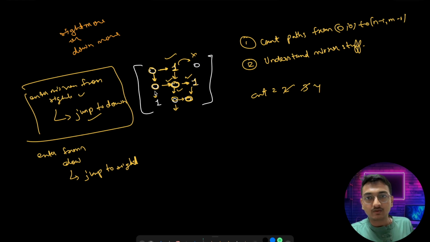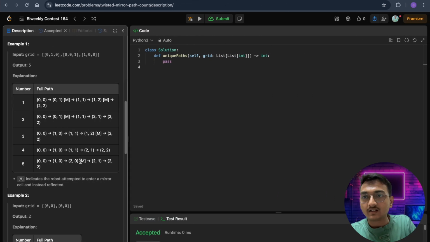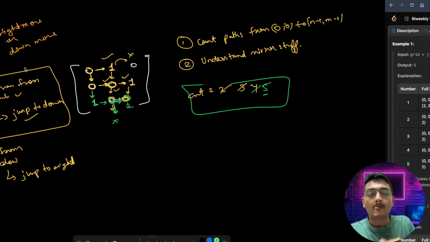Let me try this path. Okay, so I am here. I am coming down into the mirror. What I can do is immediately move to the right. Super. Now this is 0 and I can try this path. So this path, I think I can reach, and I can increment my counter to 5. We can cross verify this thing. So the answer is 5. Super.